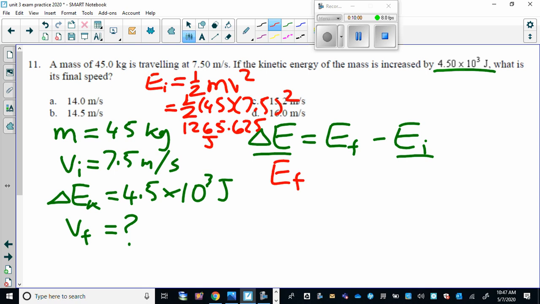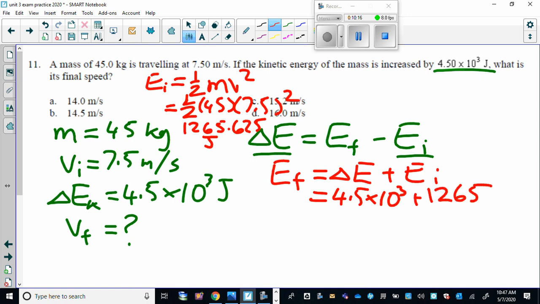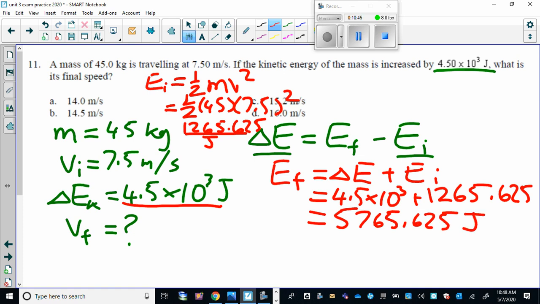So that number can go here if you want, or let's rearrange this first. We want to get the final velocity, so therefore we need the final energy. So now this is a little easier. 4.5 times 10 to the 3 plus 1,265.625. This is going to give us the final energy, right? Because we have the change in energy, and we have the initial energy. So we add those together, and then we'll get the final energy, which turns out to be, well, that's 4,500, so it's going to be 5,265.625 joules. Is that correct?